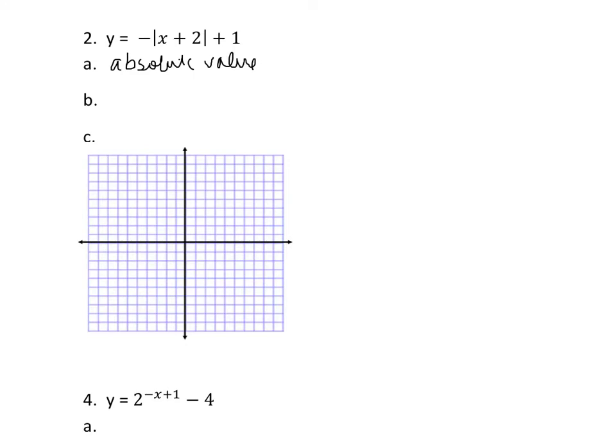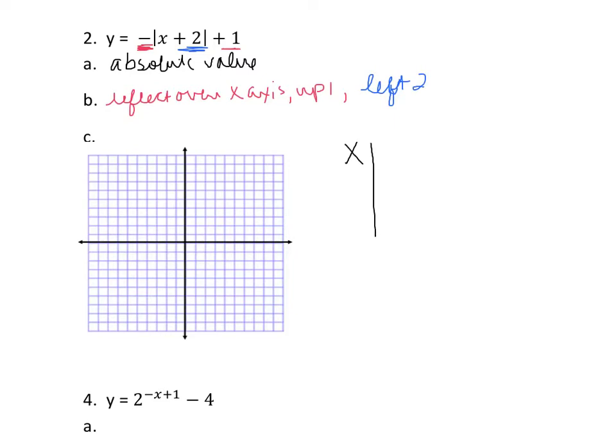Okay, what's on the outside is the negative and then the plus 1. So that's going to reflect over the x-axis and move it up 1. And then what's on the inside is the plus 2. That's opposite of common sense, so it's going to move to the left 2. Alright, so now let's go ahead and make our t-chart with our absolute value table, and then we'll see how it affects our x and our y.